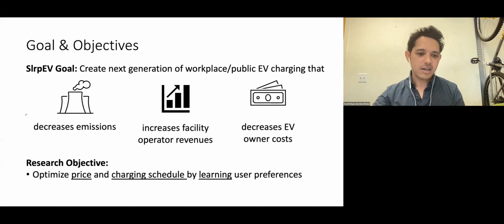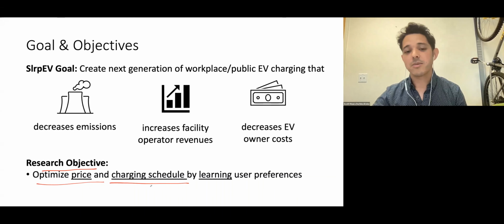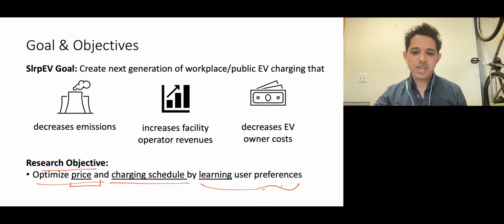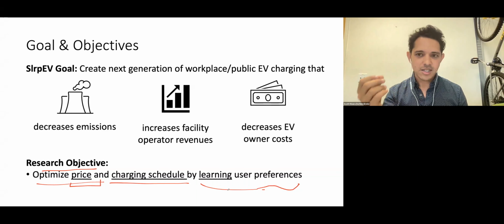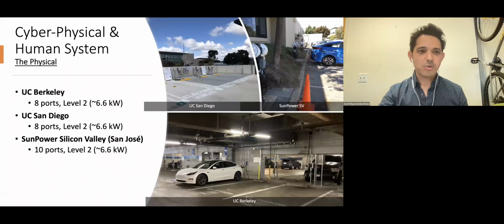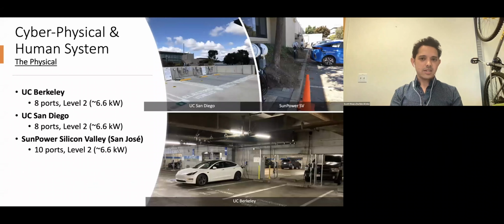But the important scientific research objective is the following. There are a lot of pilots that optimize the charging schedule. What we're attempting to do is to simultaneously optimize the price along with the power by learning user preferences, which means really incorporating human behavior. So as I introduce SlrpEV, I'm going to introduce it as a cyber-physical and human system.